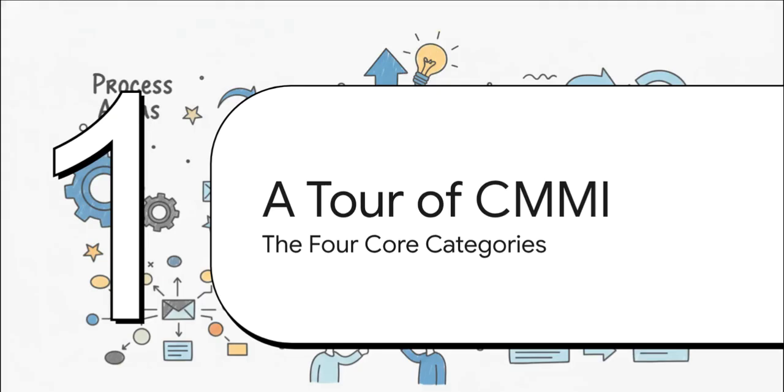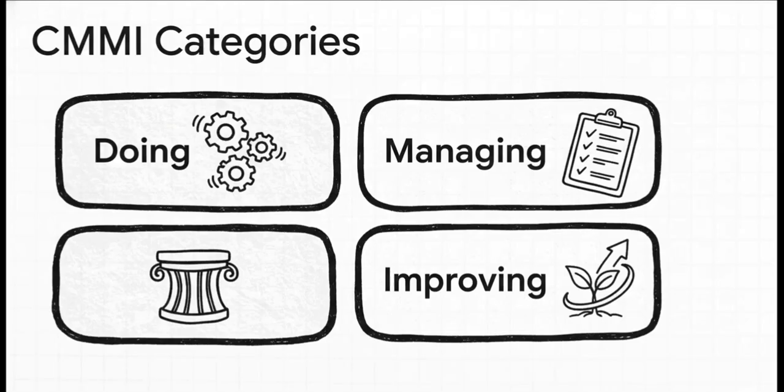All right, so if it's a blueprint, what does it actually look like? Well, to understand it, we're going to take a quick tour through the four main categories that make up the entire CMMI model. Everything in CMMI, and I mean everything, slots into one of these four buckets. You've got doing, which is the actual work, managing, which is how you plan and steer the ship, enabling, which is all the support stuff that holds everything together, and finally, improving, which is all about making sure you don't stand still. Let's dive into each one.